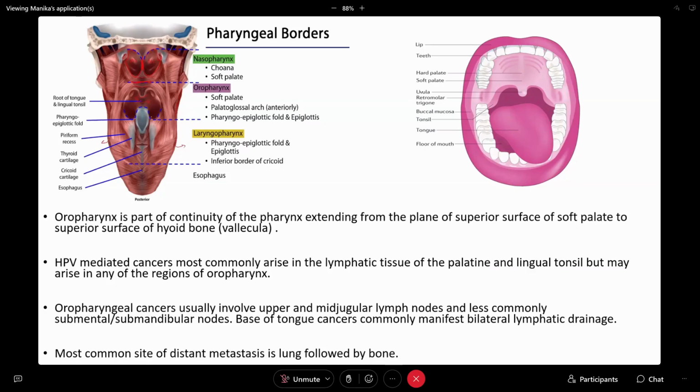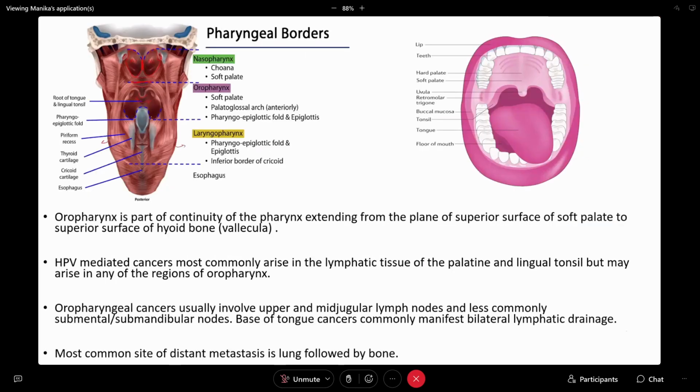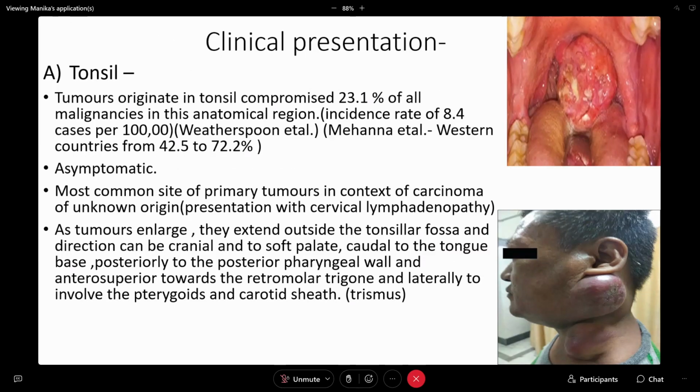Oropharyngeal cancers usually involve upper and mid jugular lymph nodes, and less commonly the submental and submandibular groups of lymph nodes. Base of tongue cancers commonly manifest in bilateral lymph nodes. The most common site of distant metastasis for OPSCC is lung followed by bone. Coming to the clinical presentation in OPSCC, in the oropharynx we have the soft palate, tonsil, base of tongue, and the posterior pharyngeal wall, and I'm going to discuss the clinical presentation in each of these.